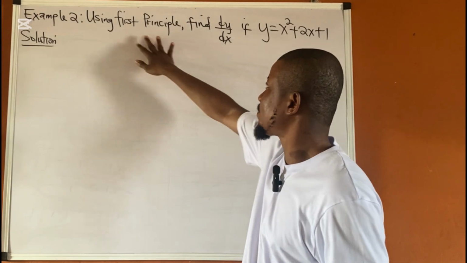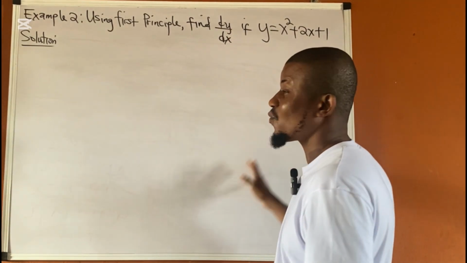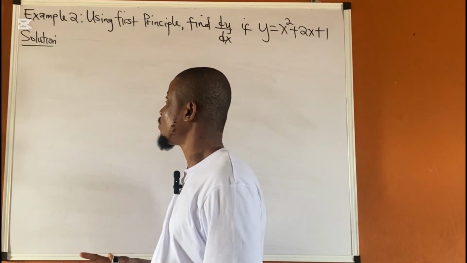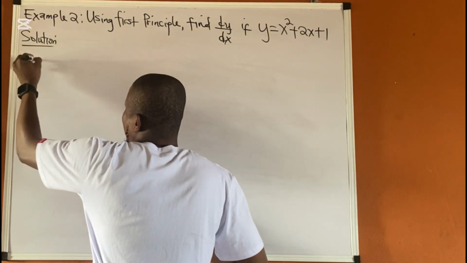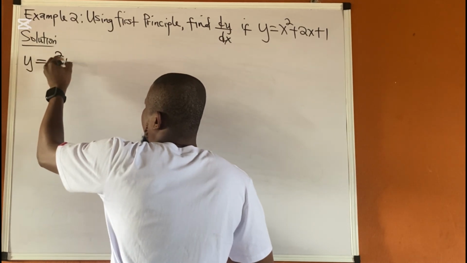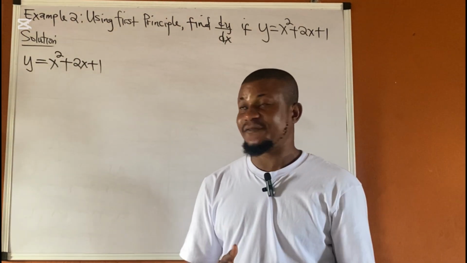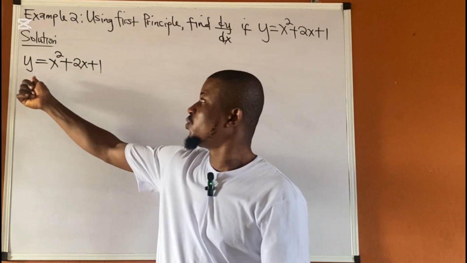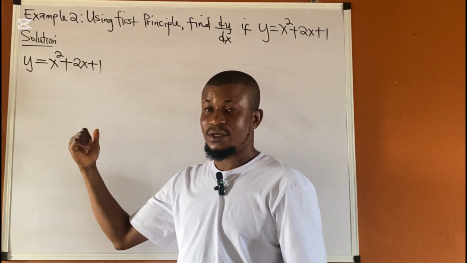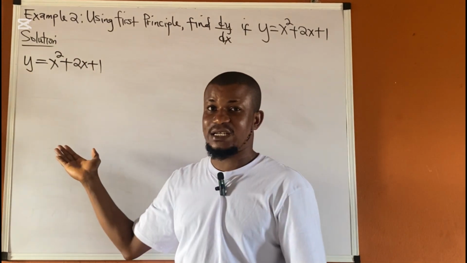We have, using first principle, find dy dx if y equal to x squared plus 2x plus 1. And then let's go straight to solving this. First thing, we rewrite the problem, which is y equal to x squared plus 2x plus 1. And like I said in the first example, the first thing you do is to introduce change in y and change in x. To every y, introduce your change in y. To every x, introduce change in x.